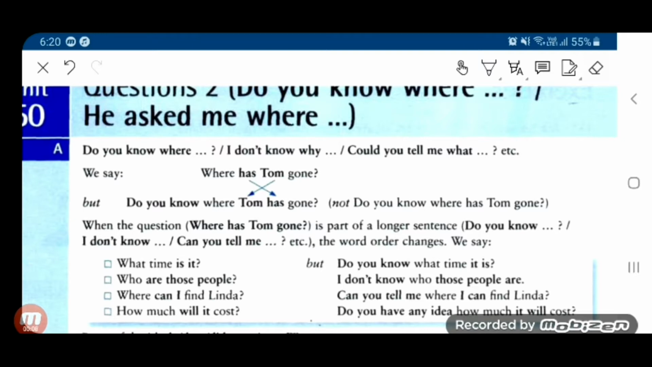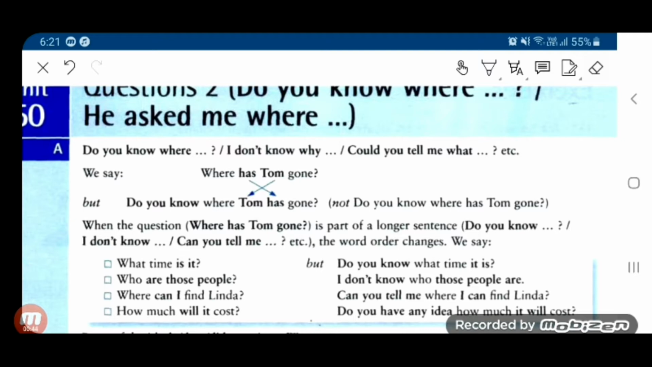Raymond Murphy. Here we can see the heading of question 2: Do you know where...? He asked me where. You can interpret that this is also a part of a question. So today we will also discuss the mistakes we often make while forming interrogative sentences. So let's start our chapter.